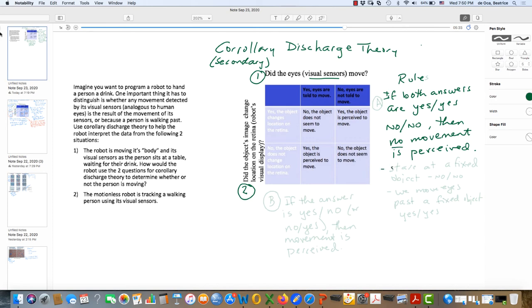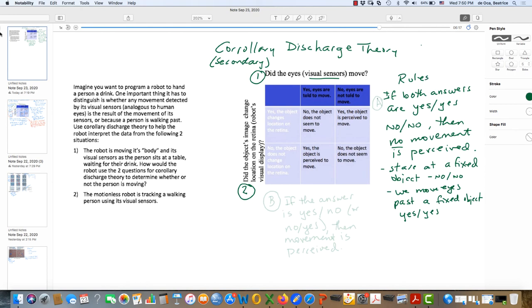And so we have these two situations. You stare at a fixed object, which gives us no and no, or we move our eyes past a fixed object, in which case we get a yes and a yes. Yes, our eyes are moving. Yes, the image changes position on the retina. And so in both these cases, we are not going to have movement perception.